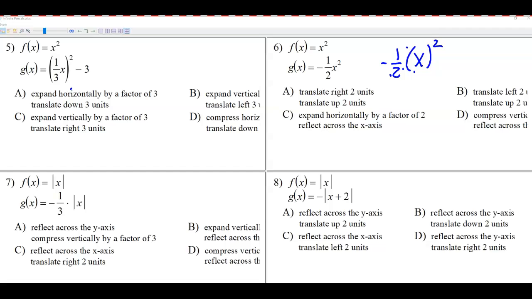All right, Leah, what did your team get for number 5? Okay, so let's see if that's right. Expands horizontally and down. Yes, I agree. I meant Leah, but I'll still give you a point for that. But go ahead, Leah, what did you guys get for number 6?